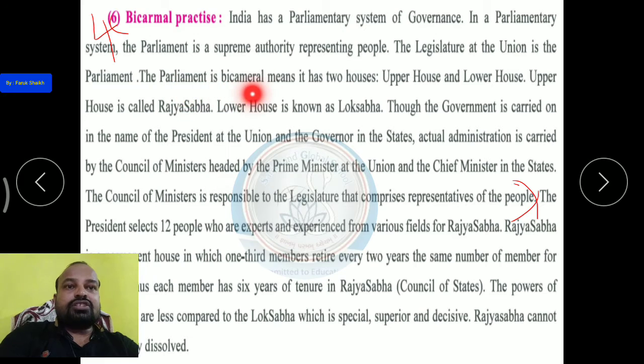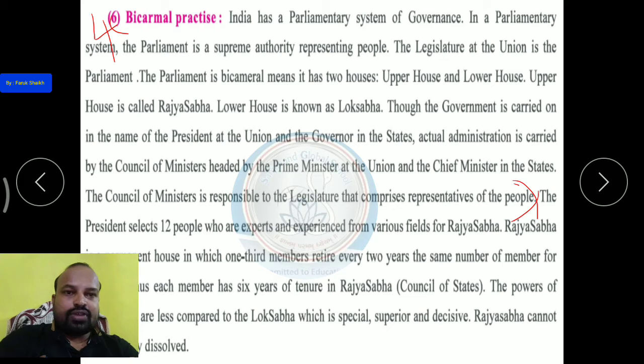The parliament is bicameral, which means it has two houses. Our parliament has two houses, the upper house and the lower house. This is important: upper house and lower house. That is why our parliament is known as the bicameral practice. The upper house is called the Rajya Sabha, and the lower house is known as the Lok Sabha.